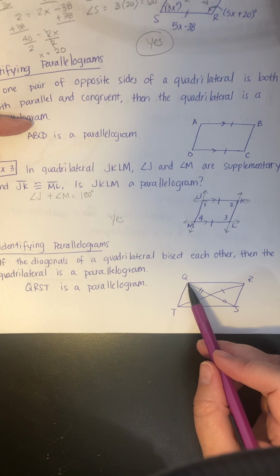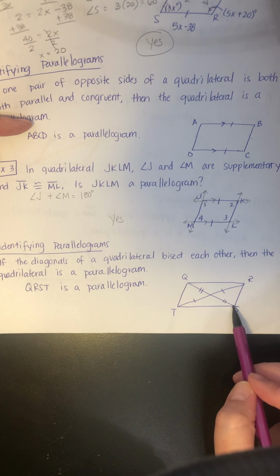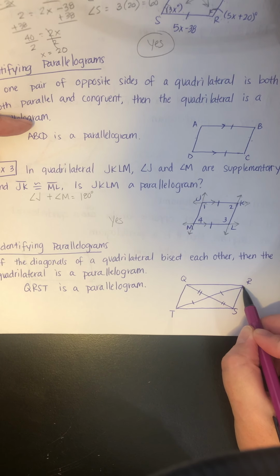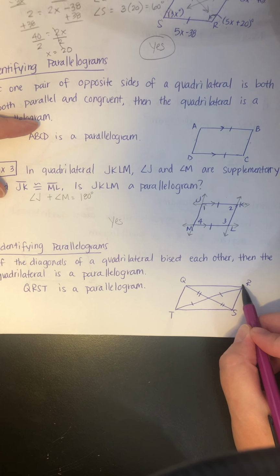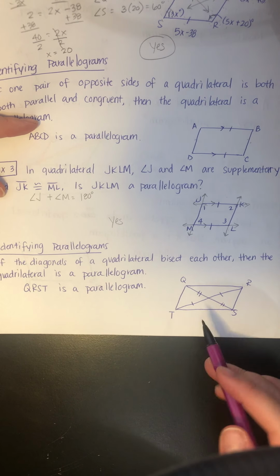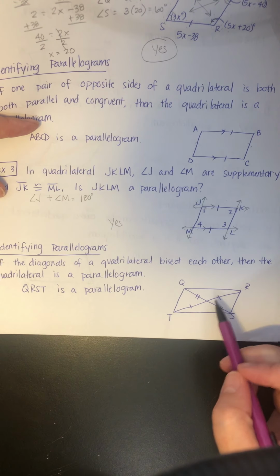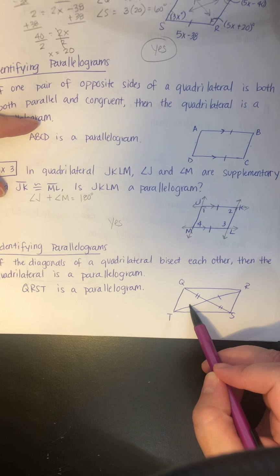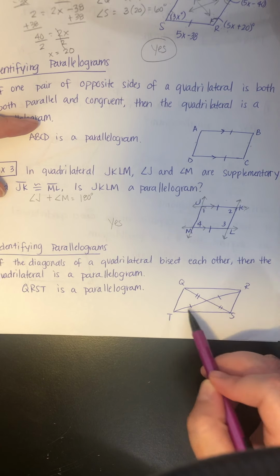So the diagonals, they go from one angle to the other angle, the opposite angle. So Q and S. This line right here is a diagonal, and then TR is a diagonal. Cuts straight through the opposite angles. This says if these two diagonals bisect each other, bisect means to cut in half. If they cut each other in half, then it's a parallelogram. So T to here, the center, and the center to R is congruent to each other. So QRST is a parallelogram.